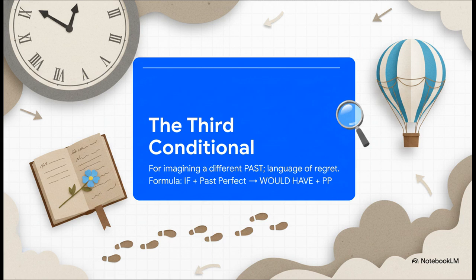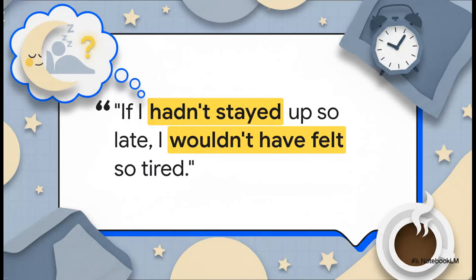So the formula changes. You use if plus the past perfect, that's had plus a verb, and that leads to would have plus the past participle. This whole structure locks the idea firmly in a past that cannot be changed. Oh, this is a classic, isn't it? We've all lived this moment.